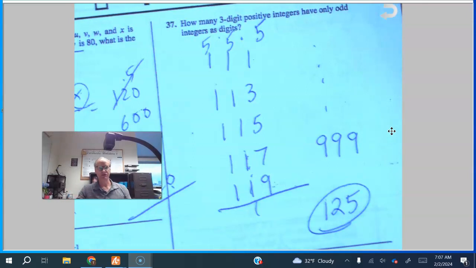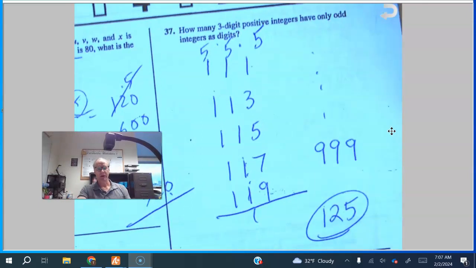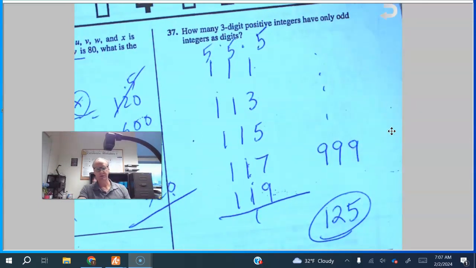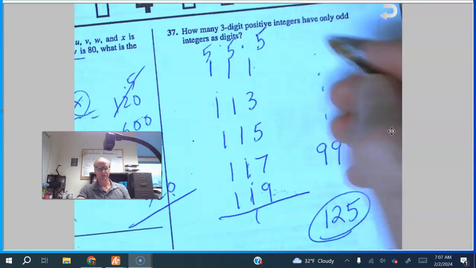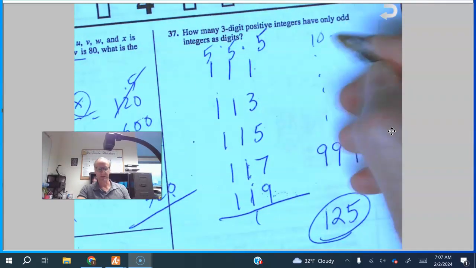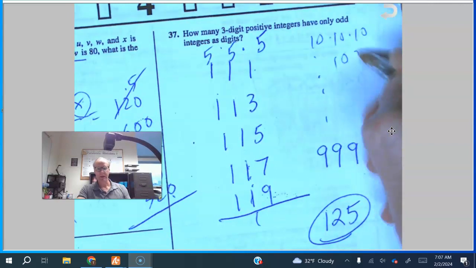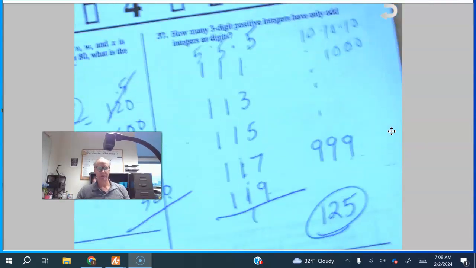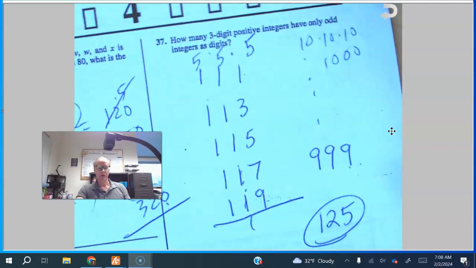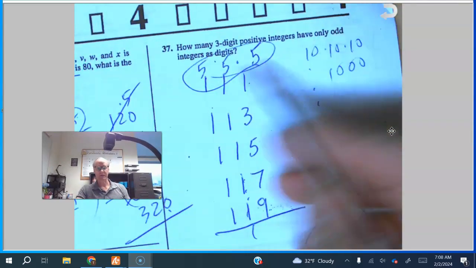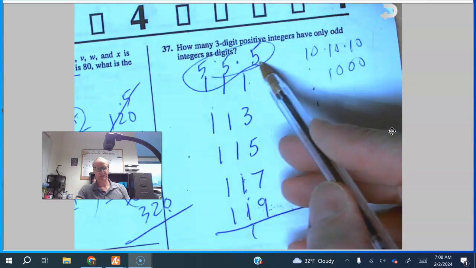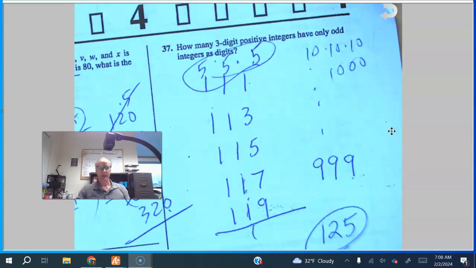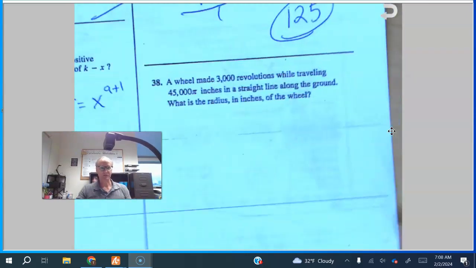It's about choices. You're multiplying choices to get the number. If I had just said how many 3-digit positive integers there are, it would simply be 10 times 10 times 10. There's 1,000 of them. They go from 000 to 999. Anyway, there it is. Hopefully it makes sense to you why I can only have these odd numbers. I can only choose odd numbers. And moving on. Last one.